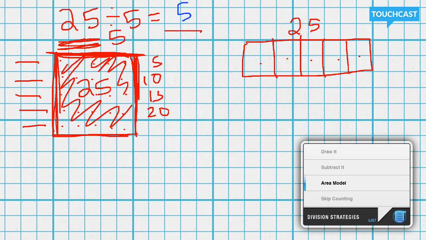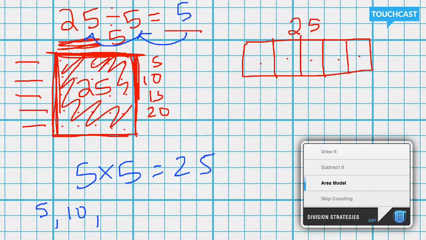Remember, let's check this using the inverse operation. Is 5 times 5 25? We're trying to figure out if 5 times 5 should be 25 if we did this correctly. So again, we could just skip count by 5s. 5, 10, 15, 20, 25. 1, 2, 3, 4, 5. So we are correct.